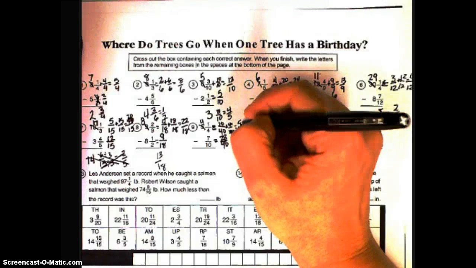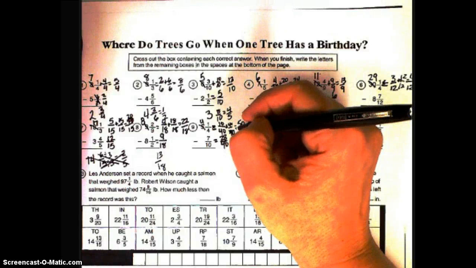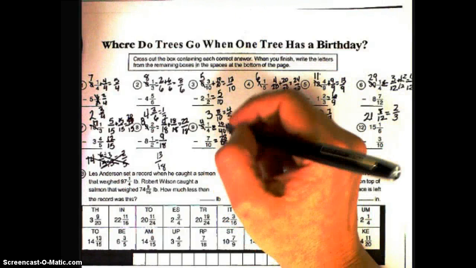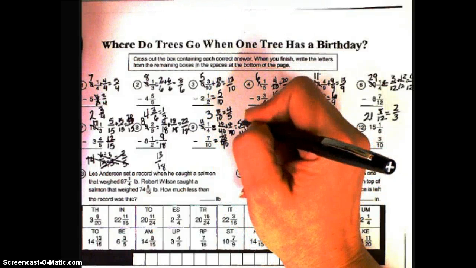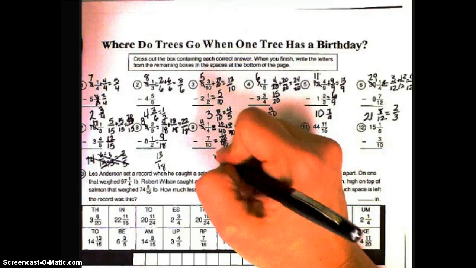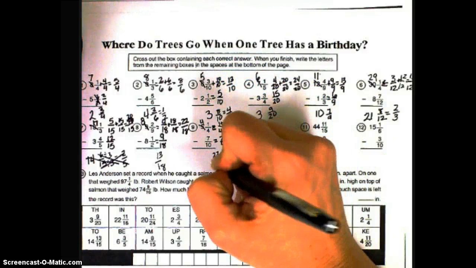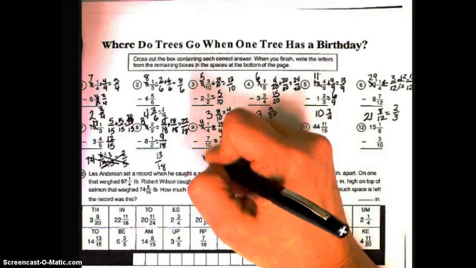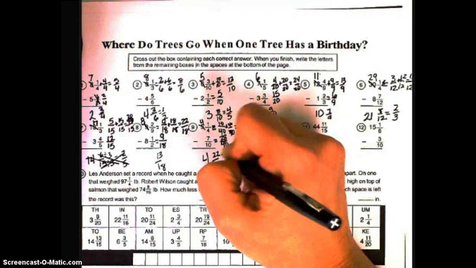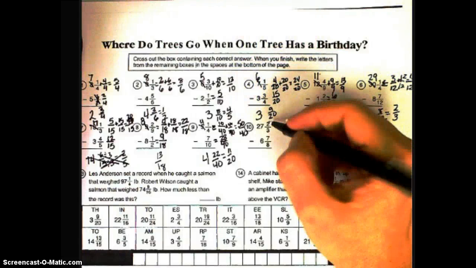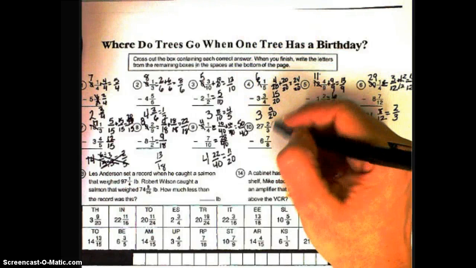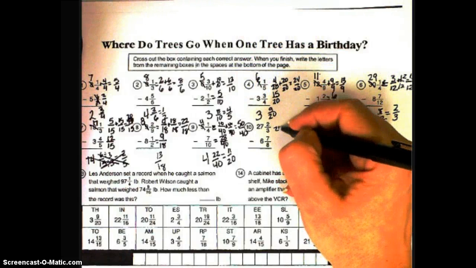now I can subtract. 50 minus 28 will give me 22/40ths, and then I keep my whole number of 4, and this can actually be reduced to 11/20ths if you're looking on the puzzle.